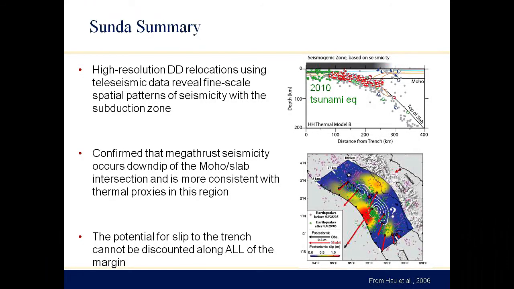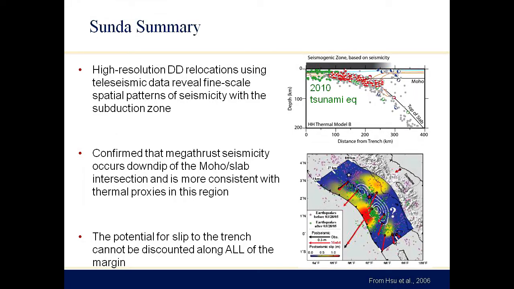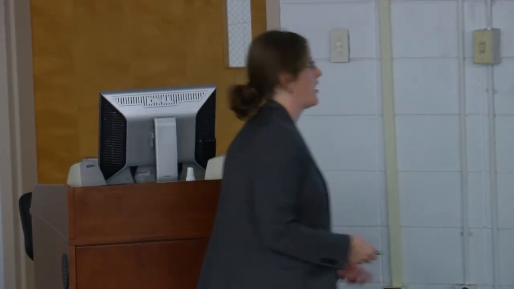But some take-homes, most of these I did not present because I removed so many slides. But essentially, high-resolution double difference relocations using the teleseismic data are revealing really fine-scaled spatial patterns of seismicity associated with the subduction zone. So again, this just goes back to using newer techniques with the available teleseismic data to start to get the more detailed images that you can get using expensive onshore-offshore experiments.